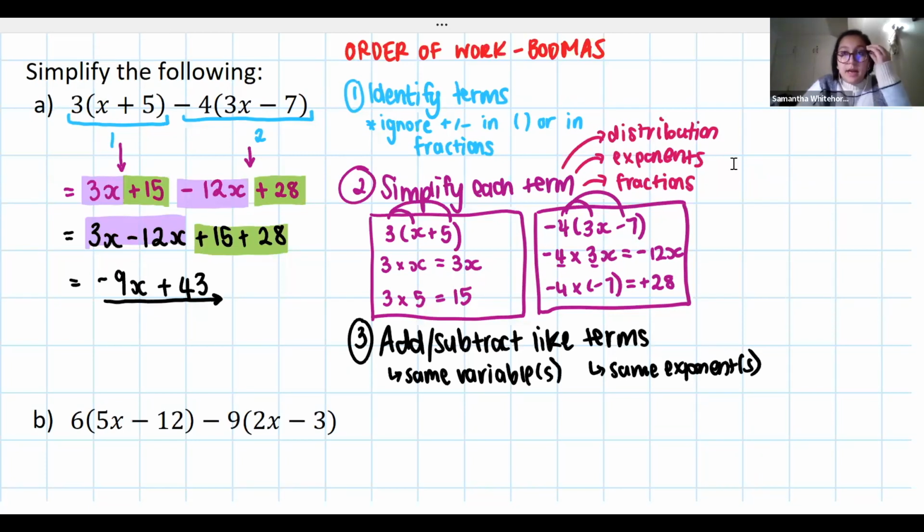And guys, remember, like terms, same variable, same exponent. And again, don't rush the working out. If you need to do the rough working, if you need to have space on the side, do it. There is no point in trying to do everything quickly and making silly mistakes.